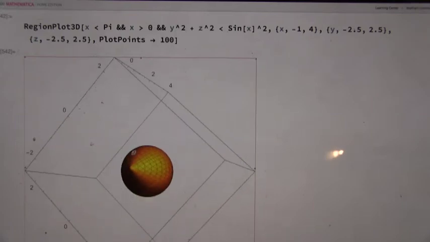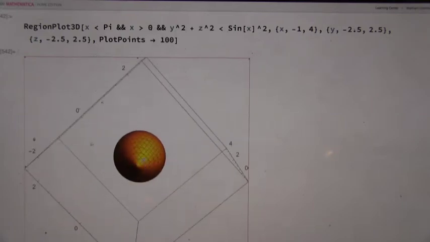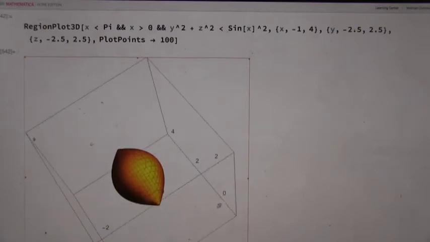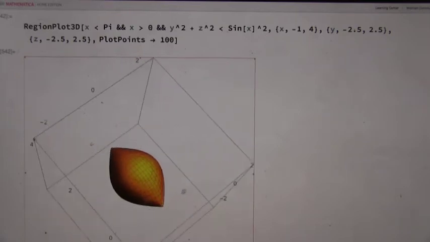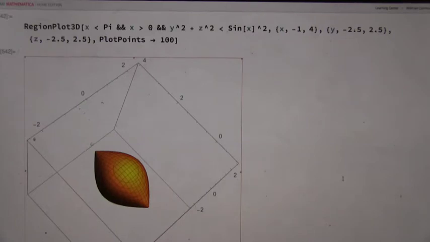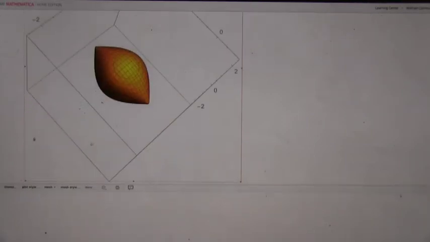And so we'll 3D print this overnight, and maybe we'll take a look at it in the morning. All right. But the interesting thing about this also is what's the volume? We'll let Mathematica do the volume for us.